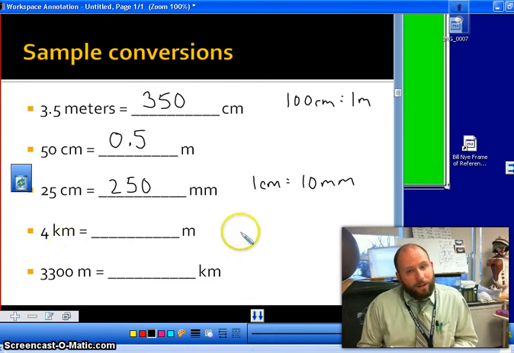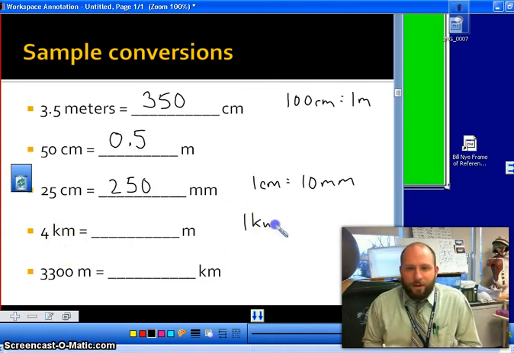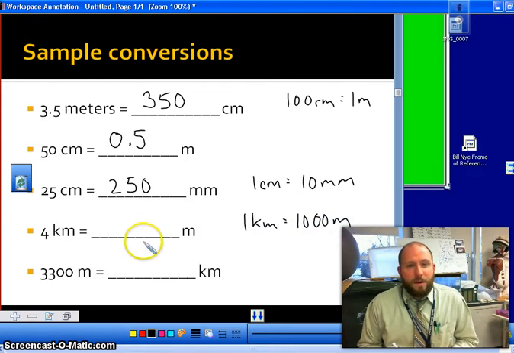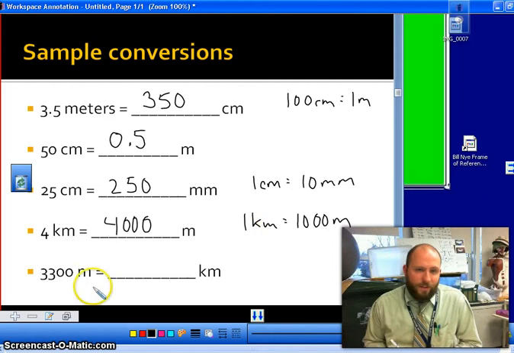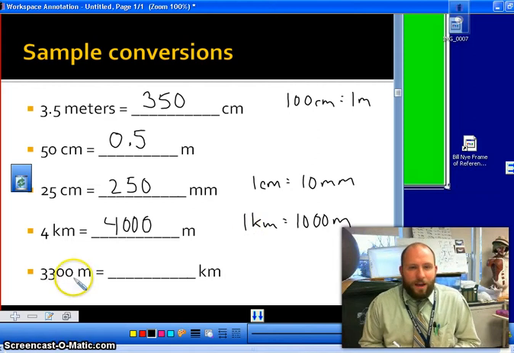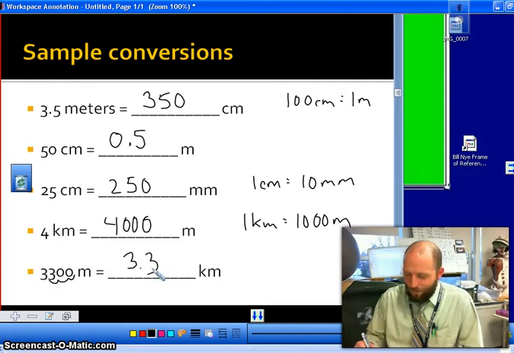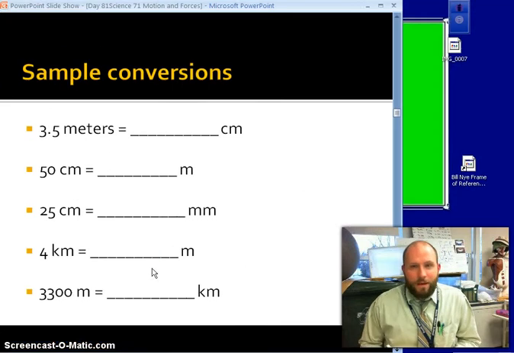Go a little further down the line here. 4 kilometers. Well, got to remember, 1 kilometer has 1,000 meters. And so, how many meters will we have here? You got it. 4,000 meters. 3,300 meters is equal to how many kilometers? Same equation as before, we're just going to reverse it. In this case, we know there's 1,000 meters per kilometer, so we move the decimal 3 places. Bam! 3.3 kilometers. And there's your answers. Wonderful. Hopefully you've gotten that. Moving on.